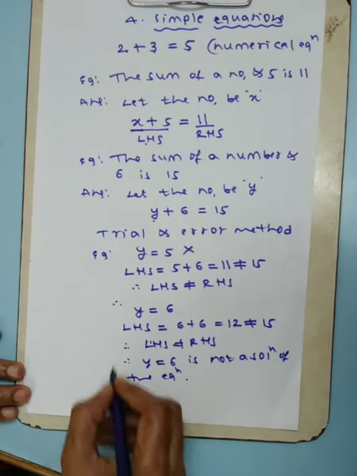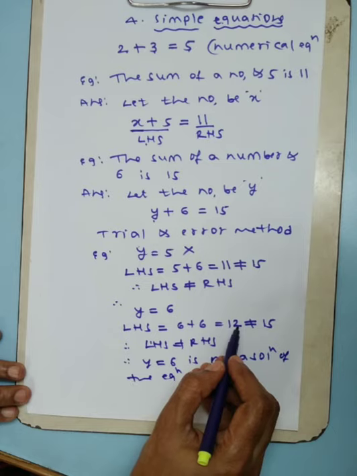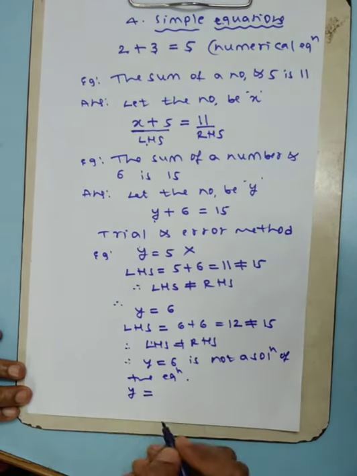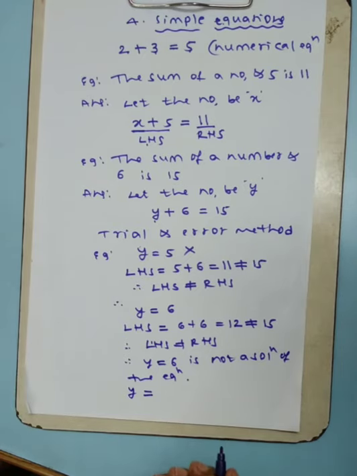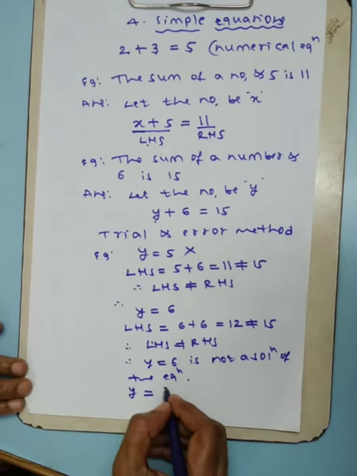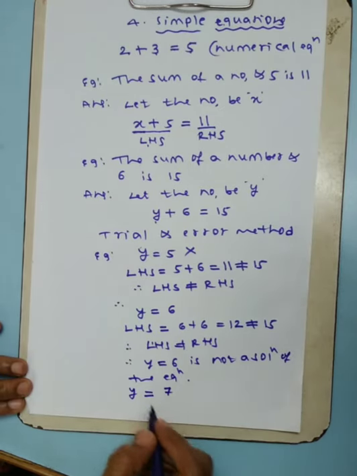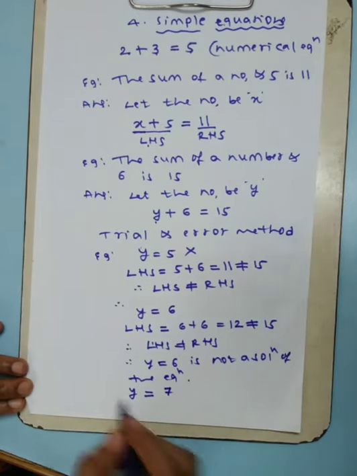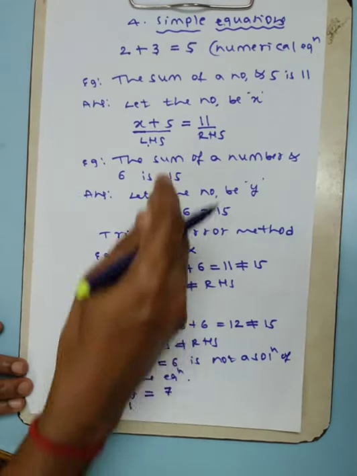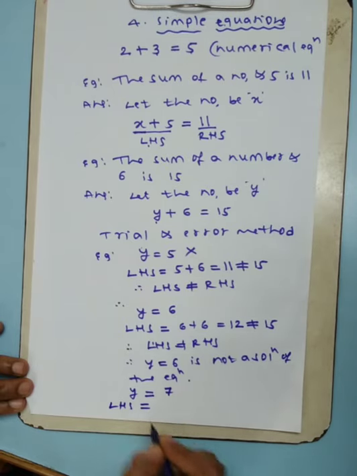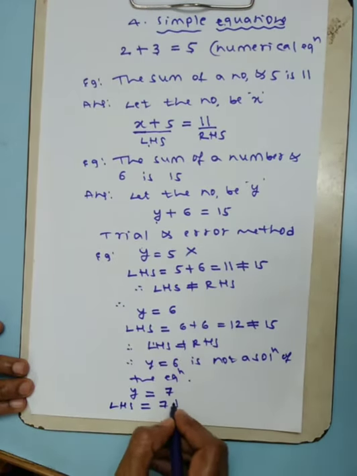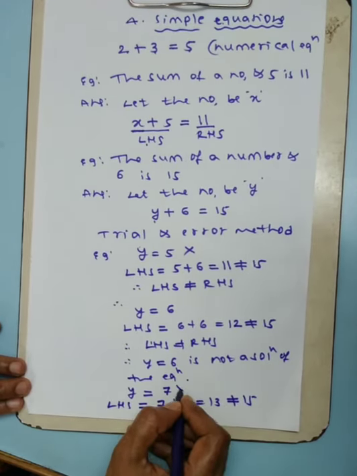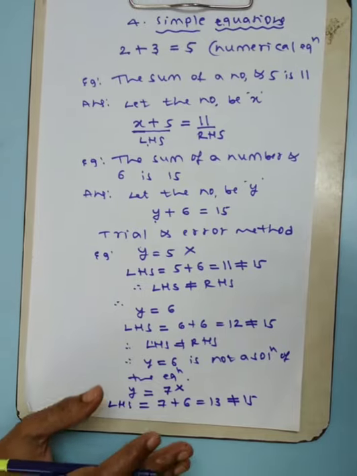Now, we will try one more. Now, you see you are getting a value nearer to 15. So, now we will increase the value of y. Let us take y is equal to 7. When you substitute y is equal to 7, 7 plus 6 is equal to 13 you will get. You have to try for at least 3 values. So, LHS is equal to 7 plus 6, that is 13, which is not equal to 15. So, again y is equal to 7 is not a solution of the given equation.